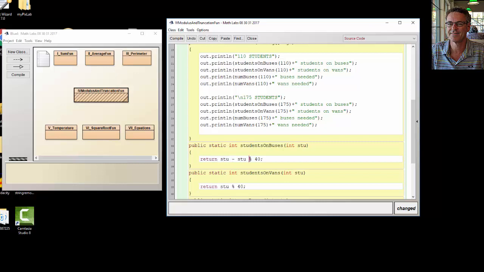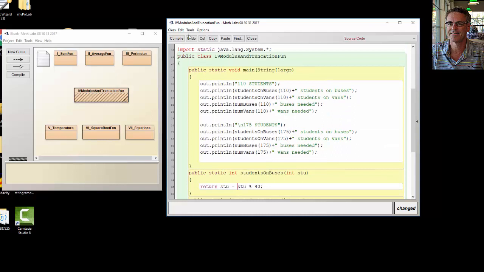We know order of operations really well, with times and divide coming before addition and subtraction. But we've never thought about order of operations with modulus, let alone modulus itself. So what happens is modulus has the same precedence as times and divide. So we don't need parentheses around stu modulus 40. You may have put them there just to be safe, and that's fine, but now you know you don't need those parentheses. It'll work either way.